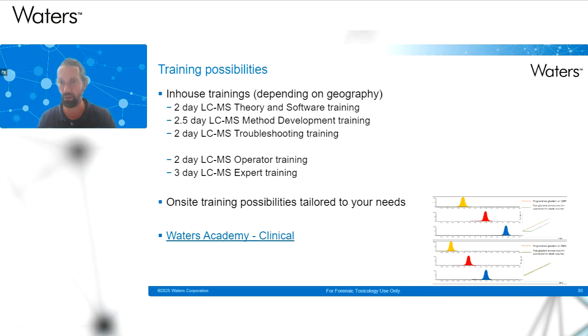In the bottom right corner, you can see an example of the same gradient applied on a QSM system versus a BSM system, and why you can expect peaks to elute later when you have a quaternary solvent manager compared to a binary solvent manager.